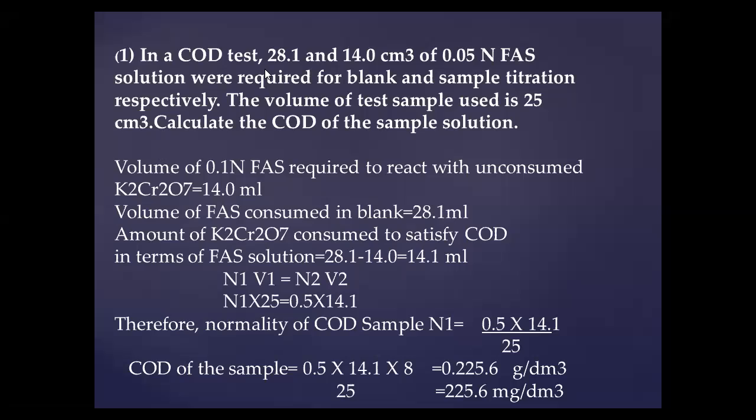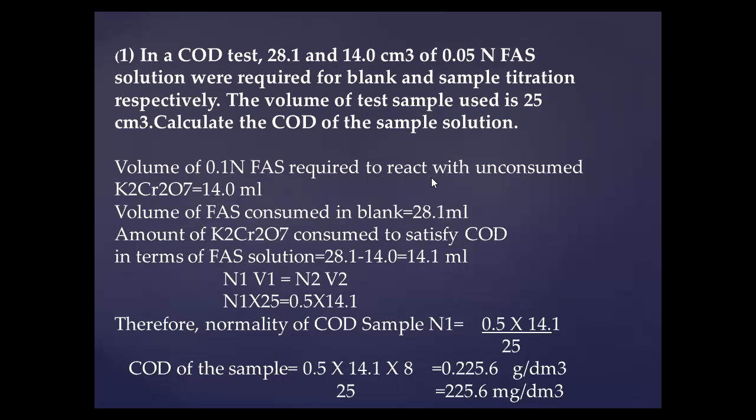So here they have given you A, B, and the normality, and at the same time they have told you about the B. Substitute these values into the given equation and you will get it. So first you are supposed to write the entire thing properly. Data has to be written properly. So the volume of 0.1 FAS required to react with. There is a mistake in this problem. Just you need to change this 0.1 into 0.05 N. So the normality of FAS is 0.05.